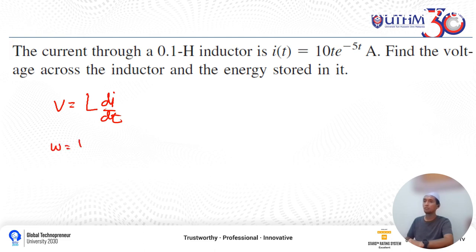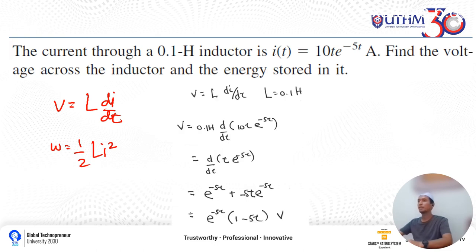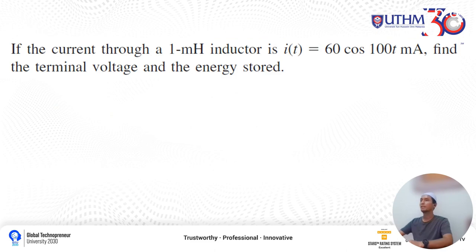So this is how we determine the value of the voltage. In this method, you have to do the derivation of the current, then we get this. So this is the answer for the voltage. And then for the energy, we just put the voltage value and the current value with the inductor to get the energy stored. Okay, so this is the second example. Find the terminal voltage and the energy stored. I think this example is also similar to the first one.